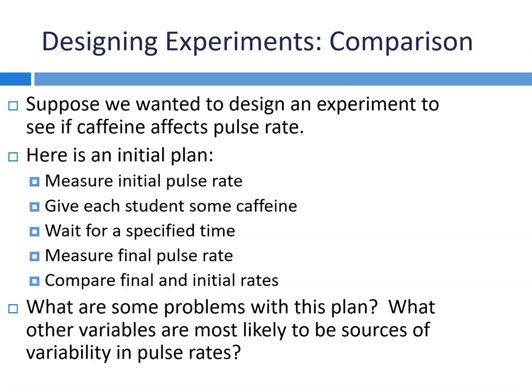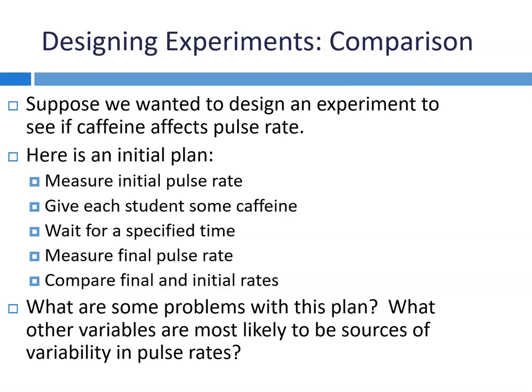So here's just an initial plan. We would measure the initial pulse rate, give each student some caffeine, wait for a specified time, measure the final pulse rate, and then compare the final and initial pulse rates. Sounds good to me. I mean, it's an experiment. I am applying a treatment here.